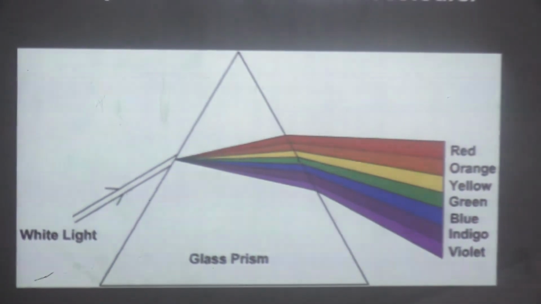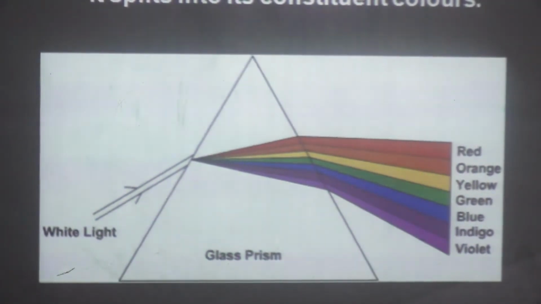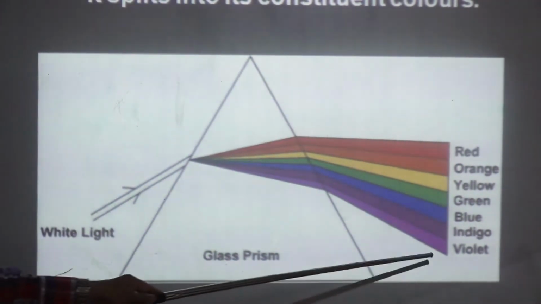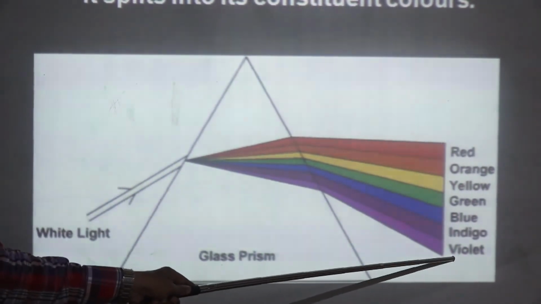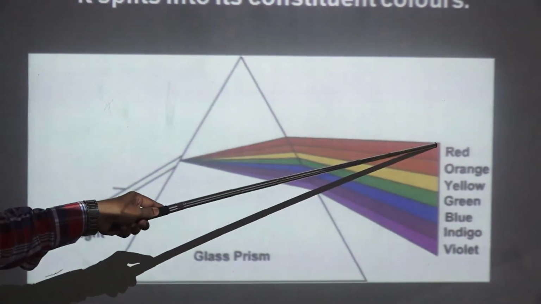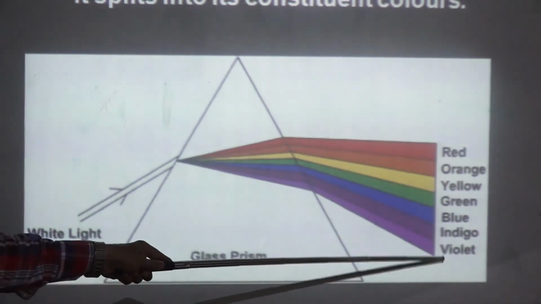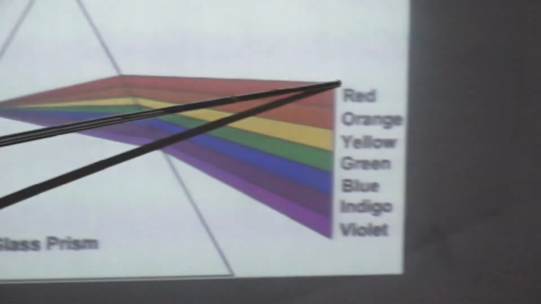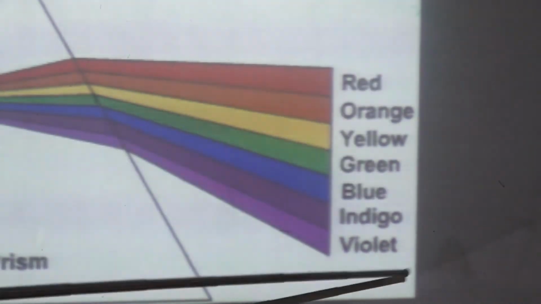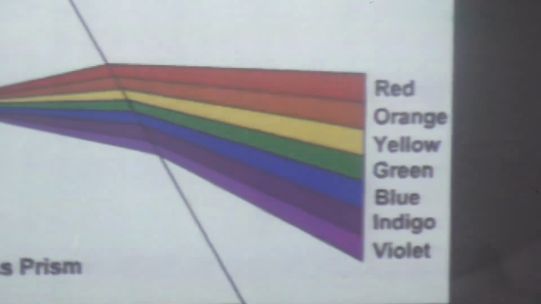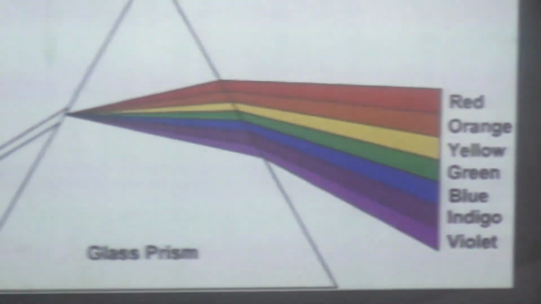Only a single color will come, because color is the frequency. Frequency will not change. So these are the 7 colors, and here the wavelength of violet is very less, and red has very high wavelength. That means the wavelength increases from violet to red, and in the same way frequency decreases from red to violet. That is the most important thing. So this is the dispersion of light.